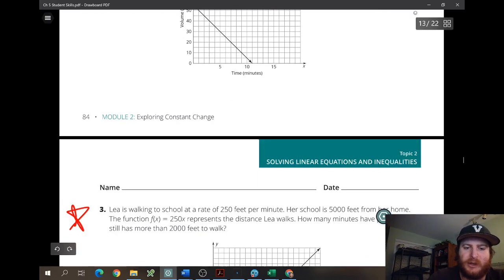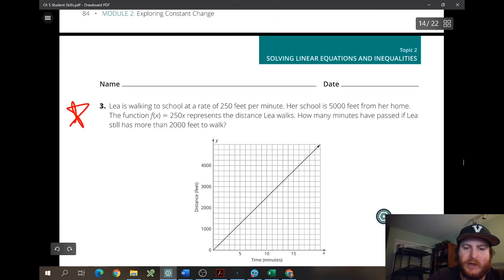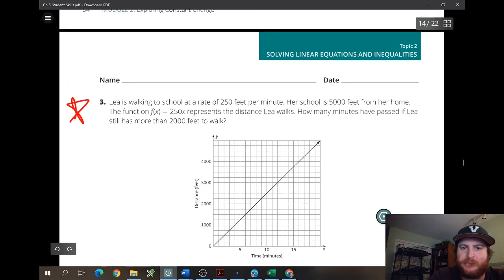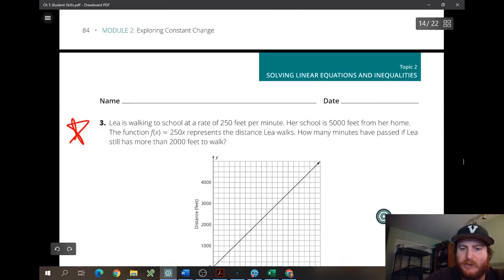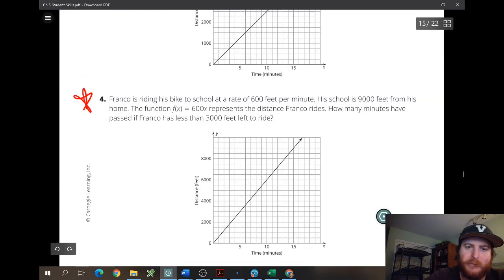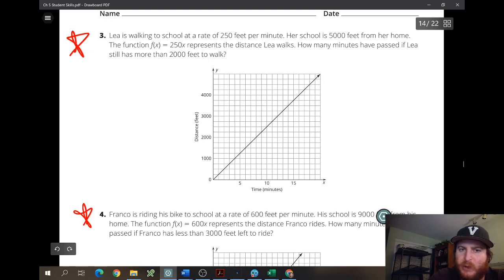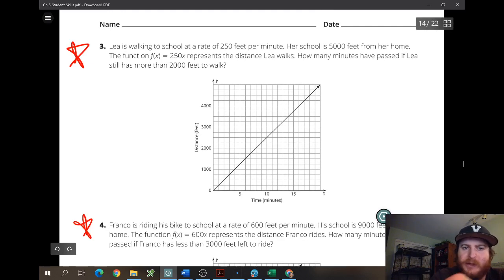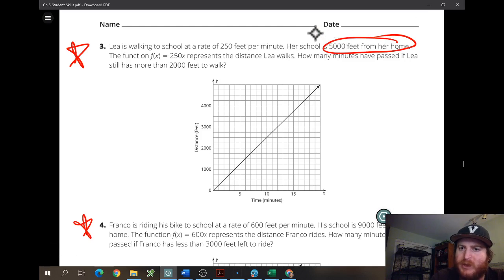Now, I also want us to look at numbers 3 and 4. Okay, numbers 3 and 4 are a little bit different. Numbers 3 and 4, right, see, 2 has a negative slope, and then 5 and 6 have negative slopes. But 3 and 4, we didn't have an example, but these are also kind of flipped ones. And the reason these are flipped ones is it says Leah's walking to school at a rate of 250 feet per minute. Her school is 5,000 feet from her home. Now, normally when we see this, we would think that this might be the y-intercept. Okay? But if we look at the graph, it's not the y-intercept. The y-intercept's at 0.